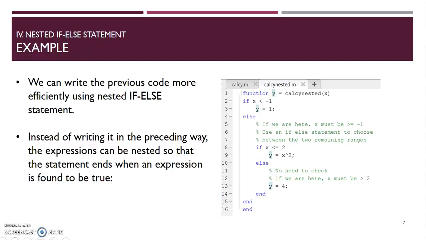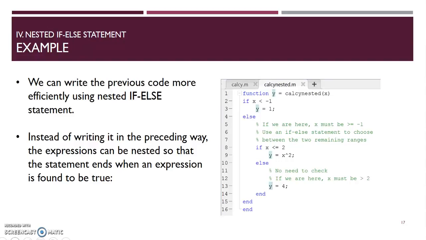In that case, it assigns the value of 1 to variable y, and then it skips the rest of the commands until the end of the function. If the condition is false, that is, if x is at least -1, then MATLAB checks another condition. It verifies if x is smaller than 2. This is where you can see a nested if-else statement starts.